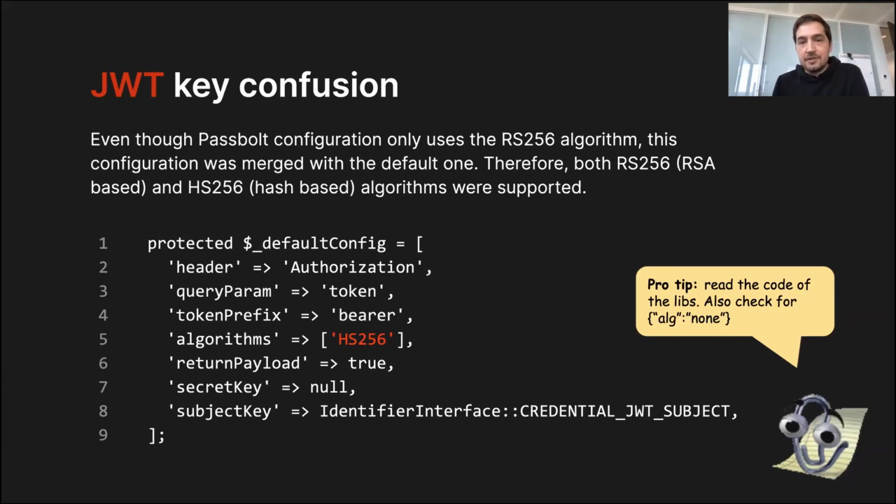When it comes to JWT, there are a lot of mistakes you can make, so it's always good to take the time to understand what you're doing, but also read the implementations. In our case, it was a collection of issues: there was a bug in a Firebase JWT library, which is maintained by Google, and there was a configuration merge that basically made that attack possible. But there are other types of attacks.